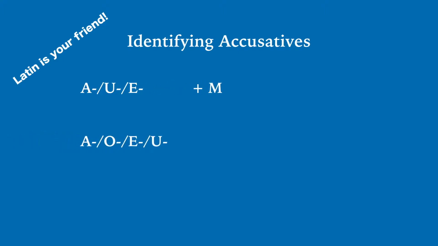Well, it is a happy fact that the accusative is both the most common case found in Latin and also the most recognizable, because Latin wants to make your life easy. It is made up of 2 letters. In the singular, in all the declensions, it has a vowel, either A, U or E, and then the letter M. In the plural, it has a vowel, either A, O, E or U, and then the letter S.